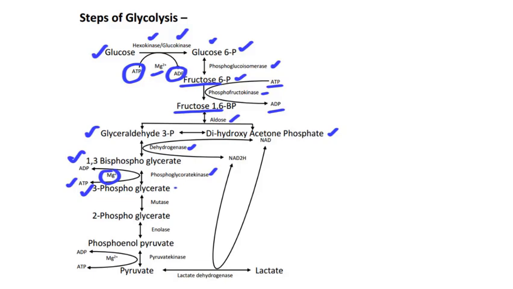In the next step, 3-phosphoglycerate is converted into 2-phosphoglycerate with presence of mutase enzyme. Then this 2-phosphoglycerate is converted into phosphoenol pyruvate with presence of enolase enzyme. This phosphoenol pyruvate produces pyruvate with presence of pyruvate kinase and magnesium ion, producing 1 ATP.